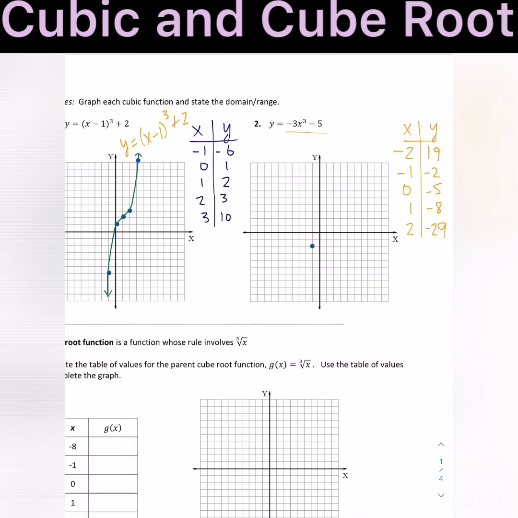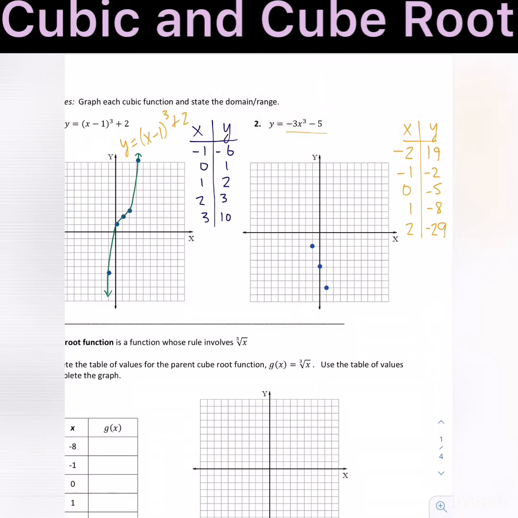Negative 2, negative 5... 1, 2, 3, 4, 5 is right there. 1, negative 8. 1, 2, 3, 4, 5, 6, 7 is right here. Now, those are your three inner points. Now, negative 2, negative 29 is really low.